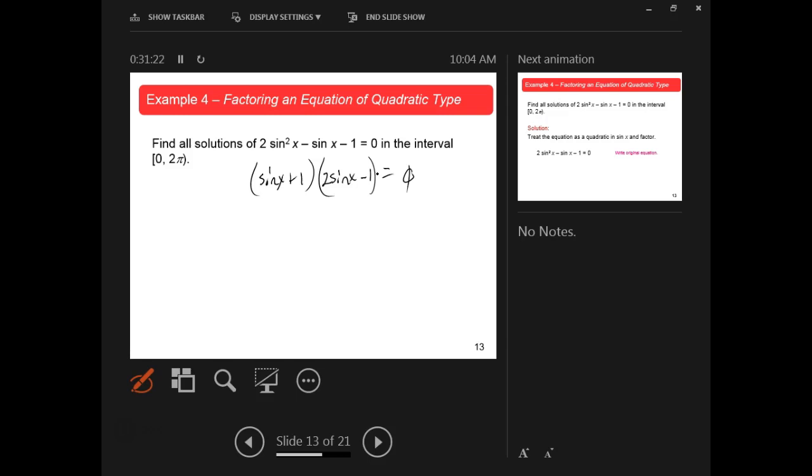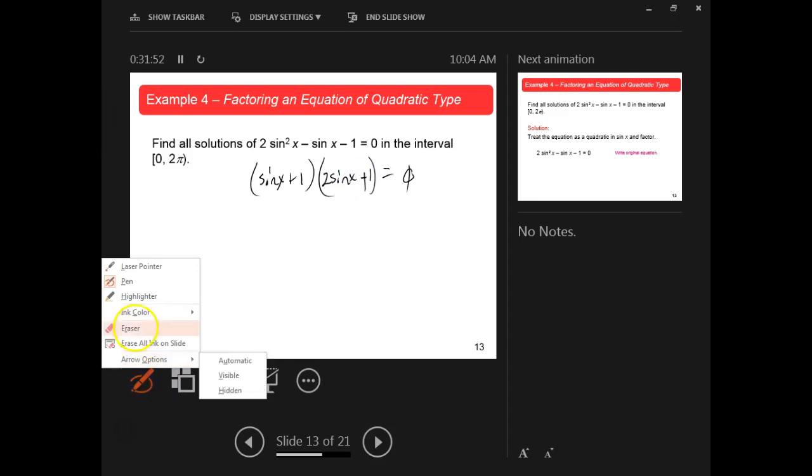Sine x and 2 sine x, sure enough, is 2 sine squared x. That's the first in FOIL. The outer is minus sine x plus 2 sine x would be plus sine x. What's wrong? This is right, the sign's wrong. So if the sign's wrong, change your signs. Okay? Make this the plus and make this the minus.